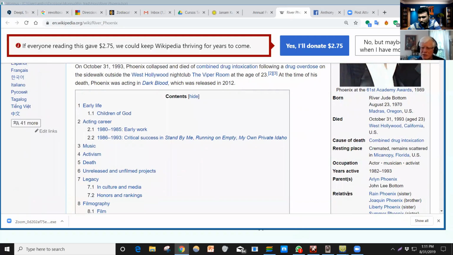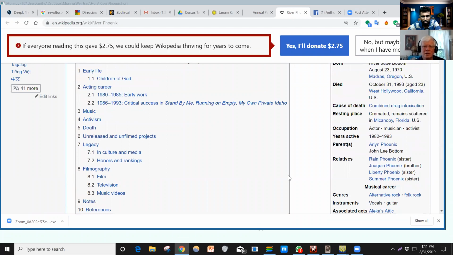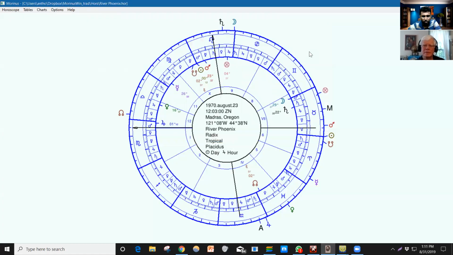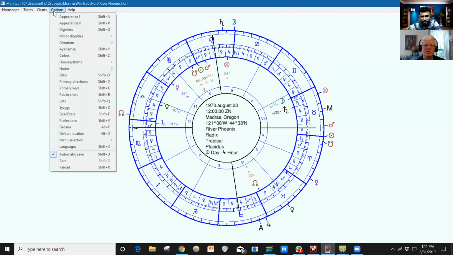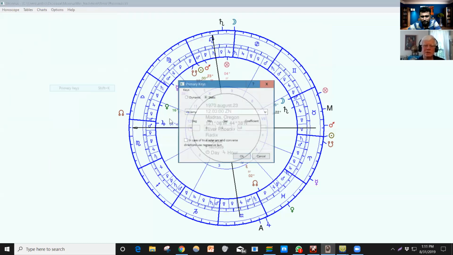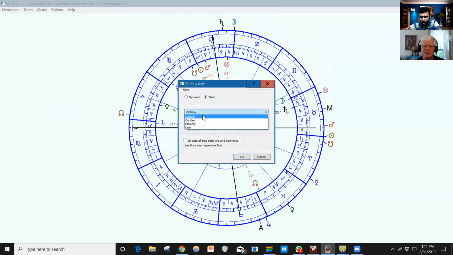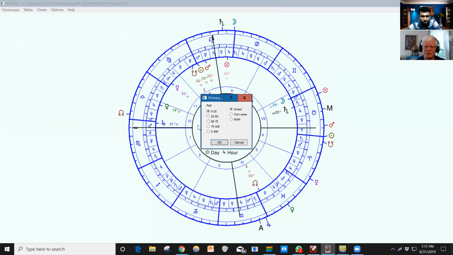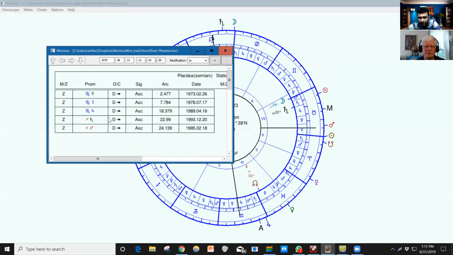They should say here, it's October 31, 1993. So it's October 31. Okay. I'm going to change the key and see what happens. Primary keys. Here's Ptolemy. Nibod is then. Actually, I use Nibod. Yeah. And let's do the same list, but with the Nibod measure and see where that Saturn crosses.